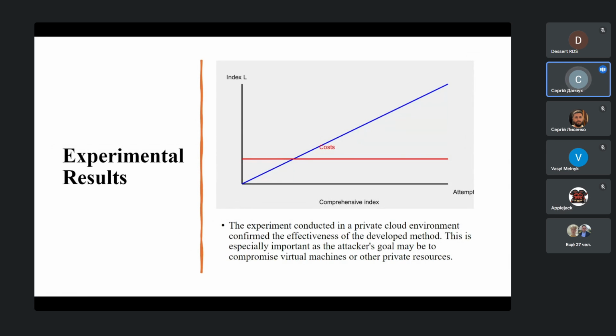Experimental results. The experiment conducted in a private cloud environment confirms the effectiveness of the developed method. This is especially important as the attacker's goal may be to compromise virtual machines or other cloud resources. The chart shows the comprehensive index for selecting countermeasures L, reflecting the magnitude of negative impact.